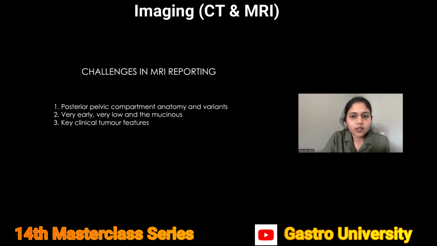And we need to know the posterior pelvic compartment anatomy and its variants. We just talked about the various fascias, how we see those on MRI. I'll be telling you. And some very early, very low rectal tumors, and the mucinous ones are the notorious ones. But how to look and be sure of the mucinous pathology in MRI, and the clinical tumor features which we need to tell about.